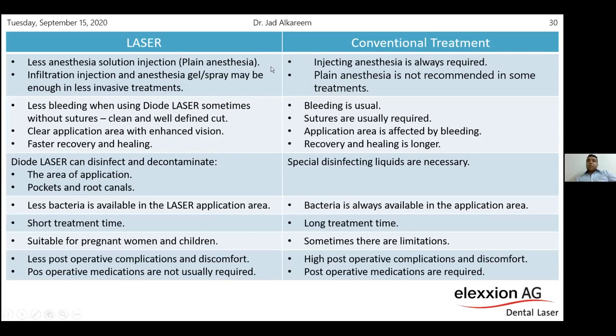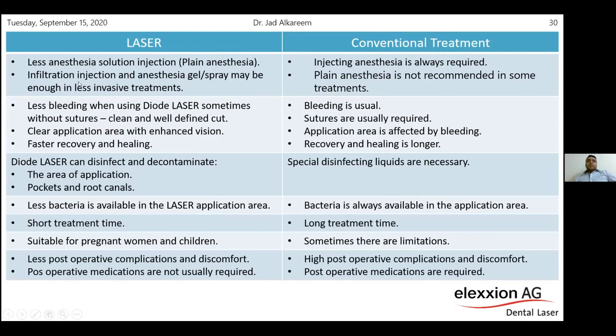So you can use a plain anesthesia, because the diode laser depends on the absorption by the hemoglobin. If you inject the normal anesthesia, which has adrenaline or epinephrine, that will cause the hemoglobin to escape from the application area. So the best type of anesthesia to be used with the diode laser is the plain anesthesia without epinephrine or vasoconstrictors.